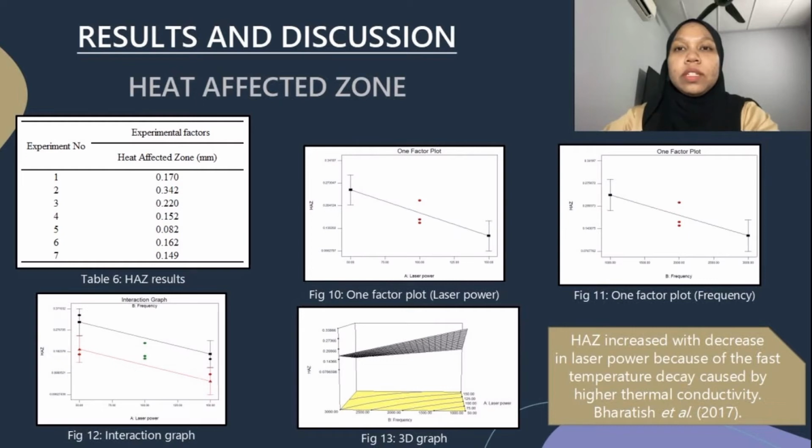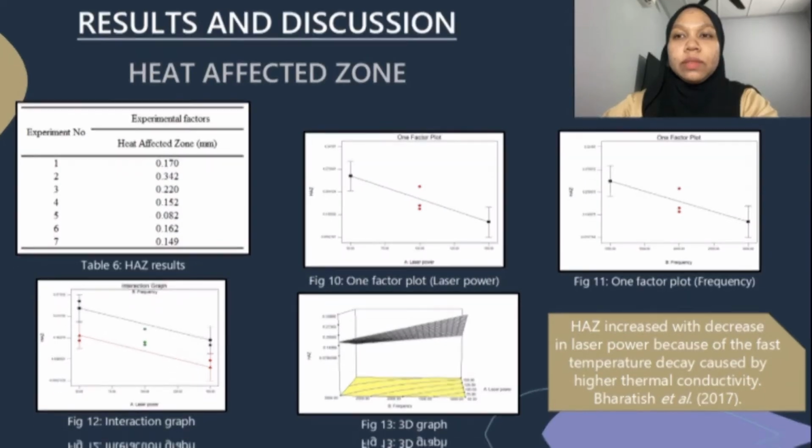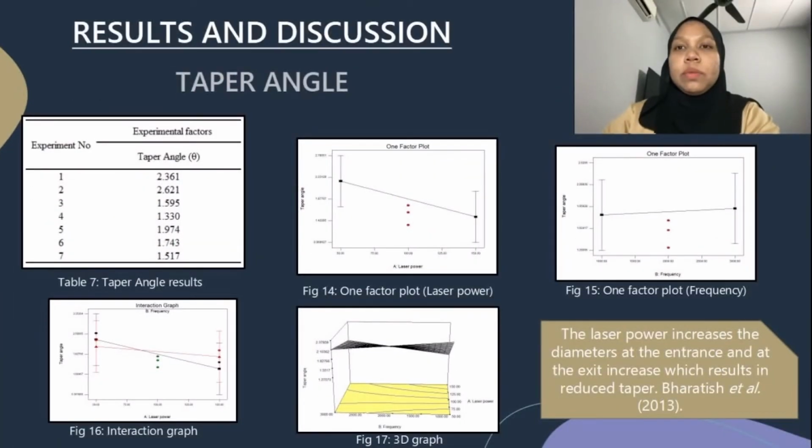The results were in agreement with British et al. 2017, who said that HAZ increased with decrease in laser power because of the fast temperature decay caused by higher thermal conductivity. Next, I will discuss the result obtained for taper angle.